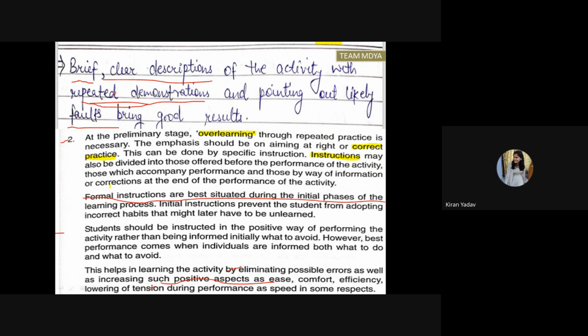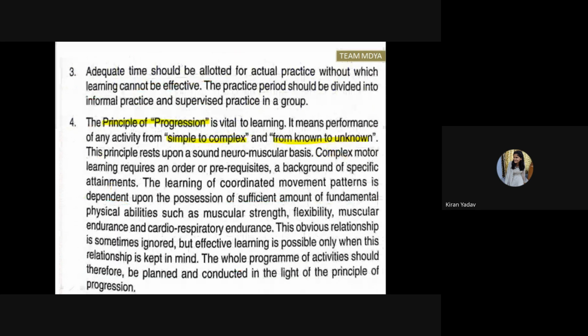So after this, in the next point, it is given that adequate time should be allotted for actual practice, without which learning cannot be effective. So once we tell them how to do it, or we demonstrate it, we should give them time for practice. When they do it on their own, they learn better. And that should be informal practice. When they do it on their own, it is informal practice.